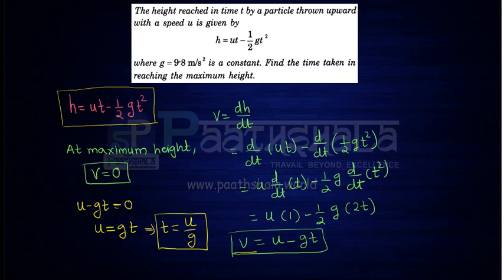So let's recap. The time to reach the maximum height is u upon g. This is based on the fact that at maximum height the velocity becomes 0. So we use the velocity equation derived from the height equation to solve for the time.